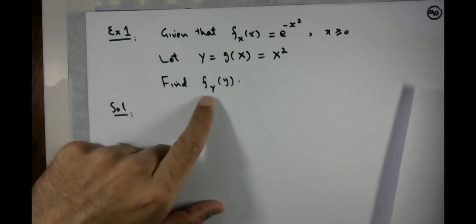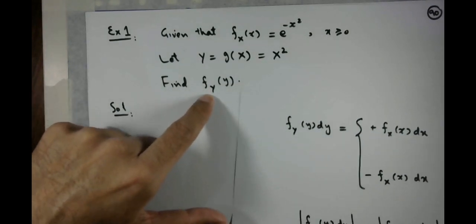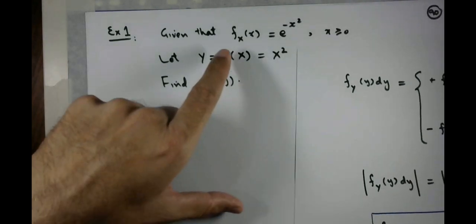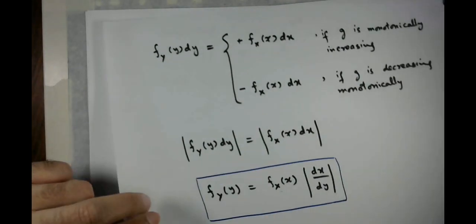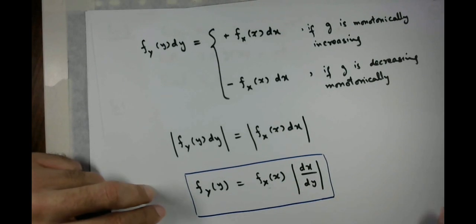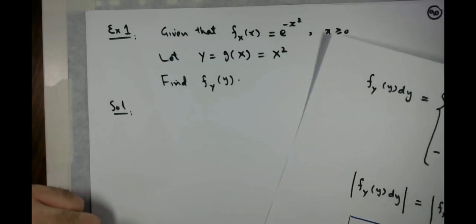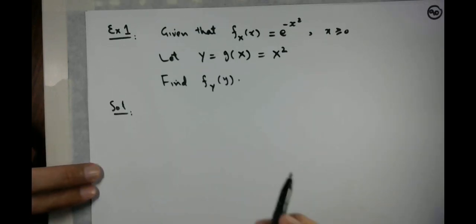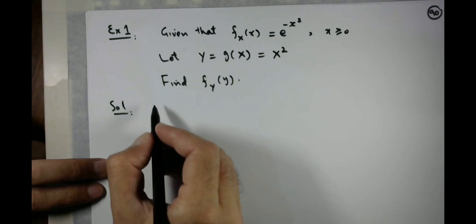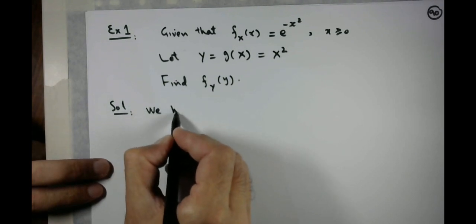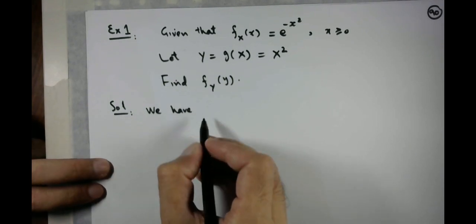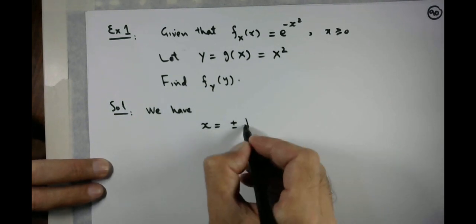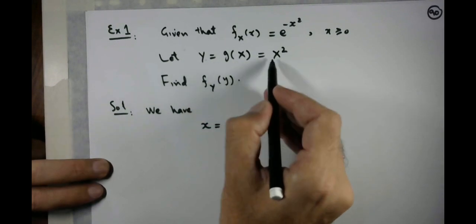So here we are required to find the PDF of y. We have the PDF of x. What we need is dx over dy. So for that we have to first write x in terms of y. Now here we have x is equal to plus minus under root y from this expression.